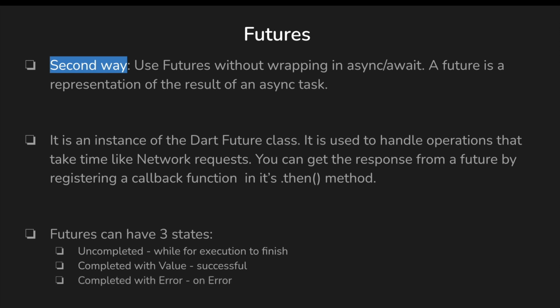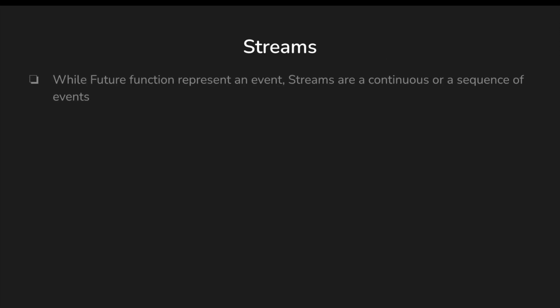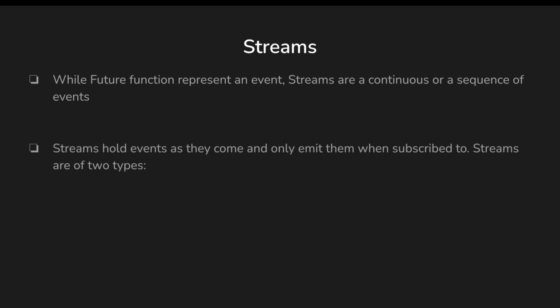The other main part of this is streams. While futures represent a single event or a single task that you're waiting on a response for, streams are a continuous sequence of events. Streams hold events as they come in, like a sink, and then emit them when you subscribe to it.